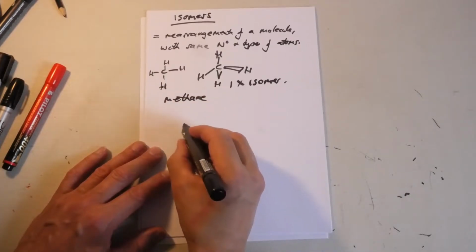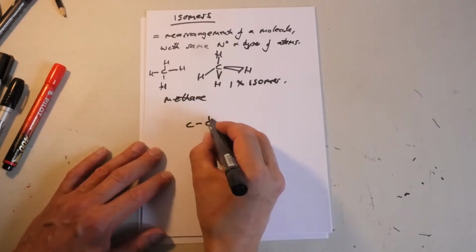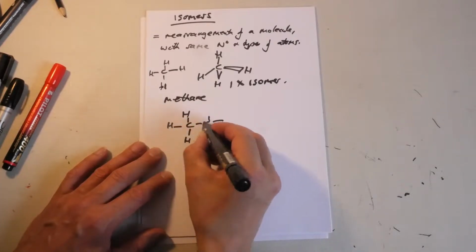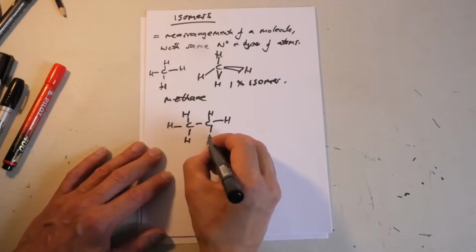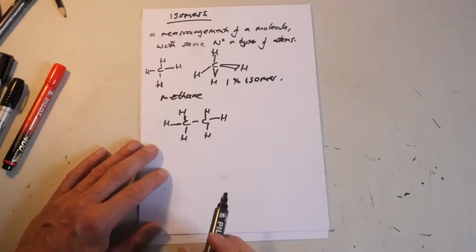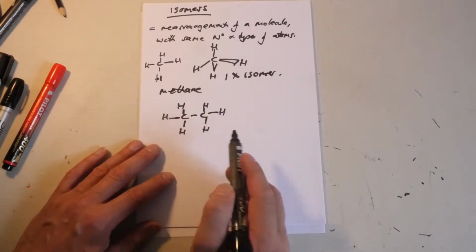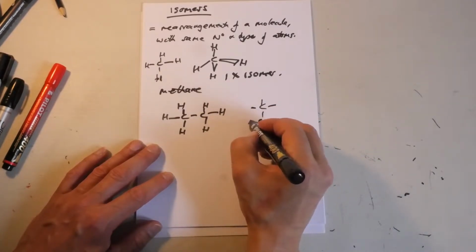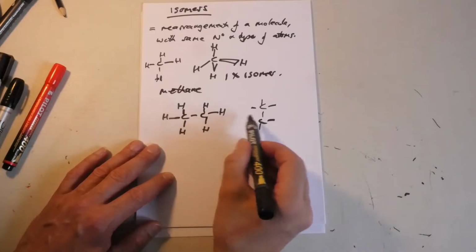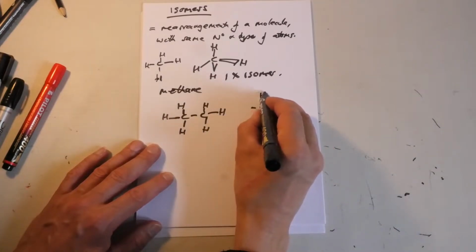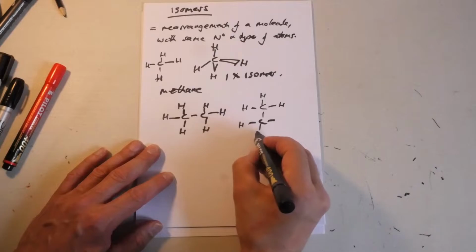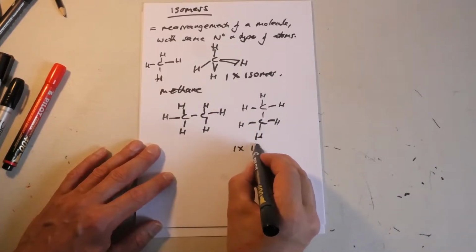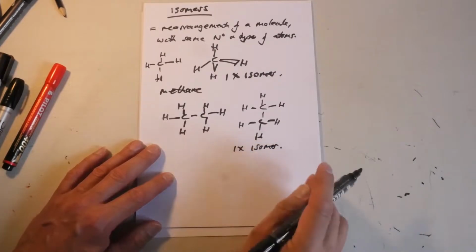okay, with ethane you've got, again, if you draw it like that and like that, it's the same as that, it's just on its side. So with ethane, there's only one isomer that can exist, okay? So it's 1 isomer, okay?